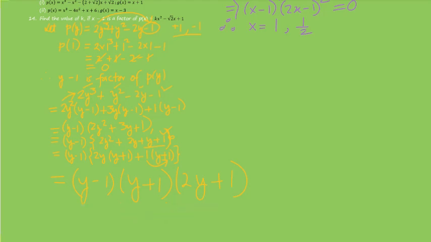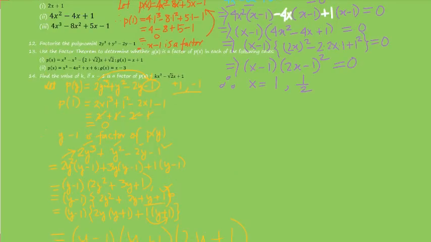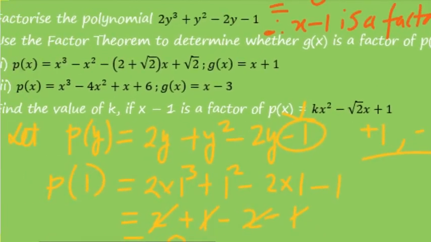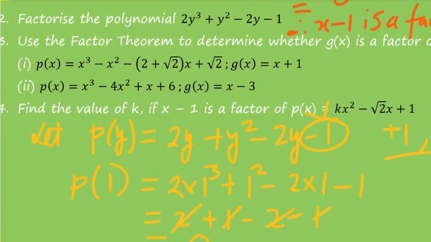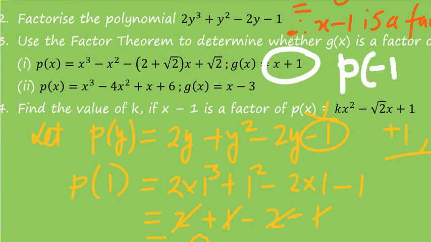So what do we have more to discuss? We need to use the factor theorem to determine whether g(x) is a factor of p(x) or not in each case. Your g(x) is already given. Okay, let me zoom it. Your g(x) is already given. It is x plus 1. Hence you need to take p of minus 1. You need to find the value of p of minus 1.